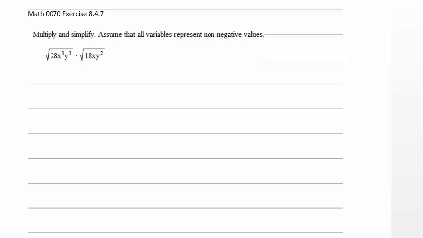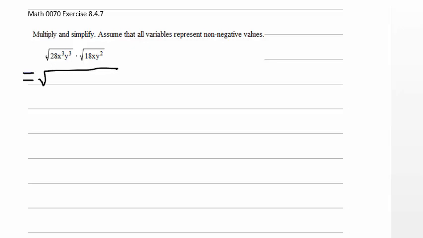Let's take a look at exercise 8.4.7, where we want to multiply two radicals that involve integer factors as well as variables that are exponentials. All right, so the first thing we want to do is make use of the product rule of radicals. And we are assuming all variables are non-negative values.